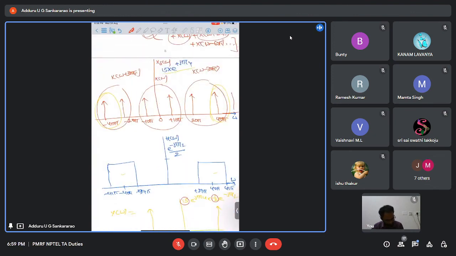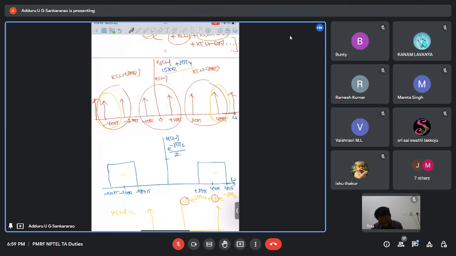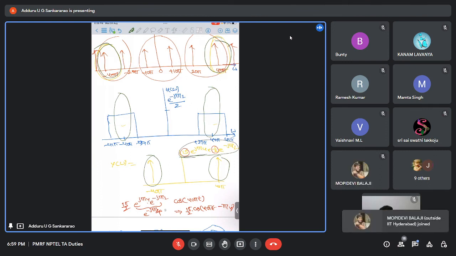Like this, many impulses will be there in X delta of omega. All others will be suppressed except these two impulses at minus 40 pi and plus 40 pi, because they will fall in this region. All others will fall where the gain is 0, so all others will be rejected. Only these two impulses we will have at the output. Okay, this magnitude and phase we are taking as this.